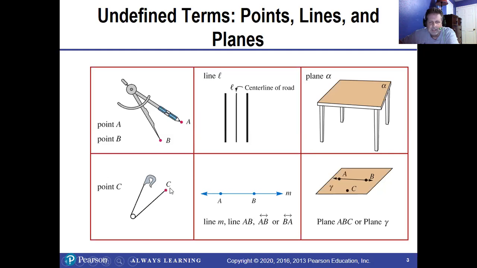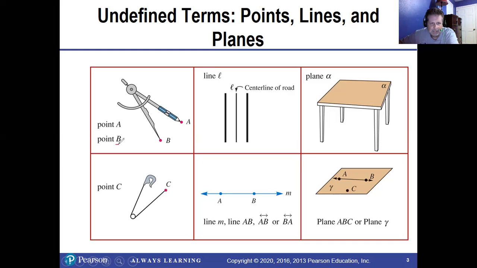A point, a line, a plane do not have depth. They don't have width. A line and a plane go on forever. A point itself doesn't have any depth or size. It's just a location. As you look at these things, that's what makes them undefinable. Here we have point A, point B, and point C. Notice they are capital letters. A point always uses a capital letter.